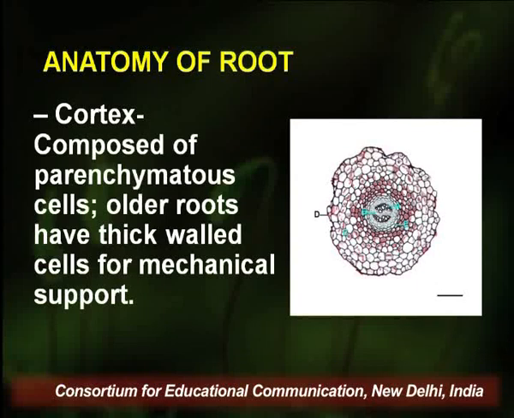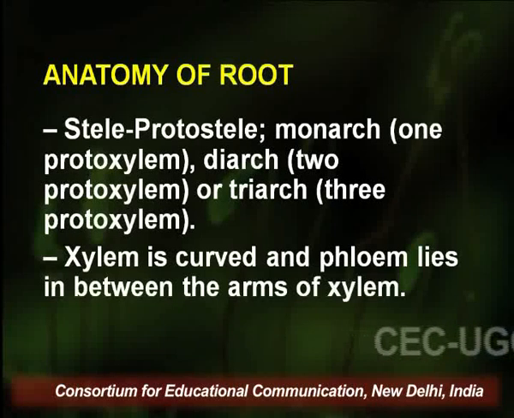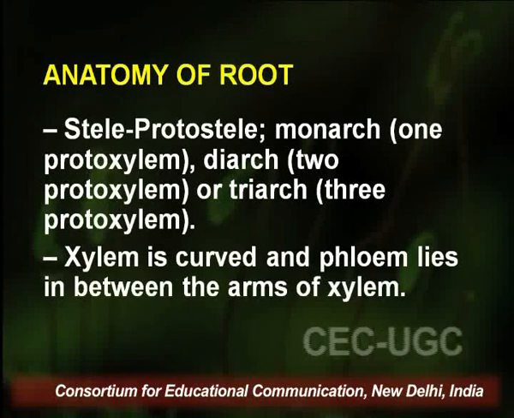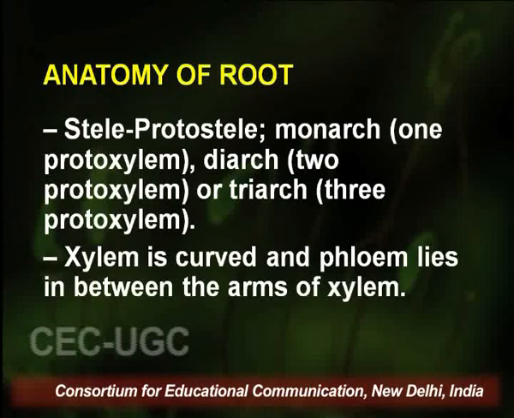The second layer inside the epidermis is cortex. The cortex of root is composed of parenchymatous cells. In the older roots, we also encounter thick-walled cells for mechanical support. In younger roots, we could find the entire cortex made up of parenchymatous cells uniformly arranged. The third layer starts from endodermis, or we can say it starts from pericycle. The pericycle and enclosing xylem and phloem give rise to a structure called stele.